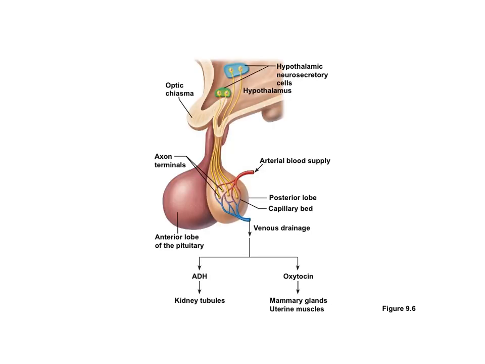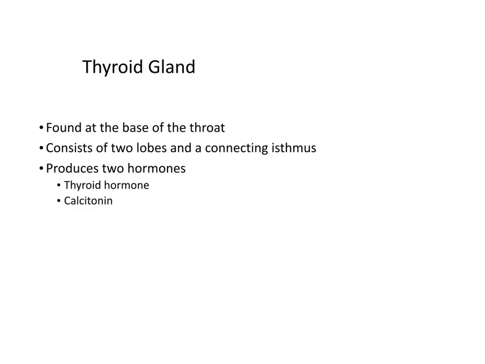So the hormones produced by the posterior pituitary are antidiuretic hormone, which acts on the kidney tubules, and then oxytocin, which acts on mammary glands and uterine muscles. Next, we'll talk about the thyroid. The thyroid is found at the base of the throat, and it consists of two lobes and a connecting isthmus, and it produces two hormones. Those are called thyroid hormone and calcitonin.